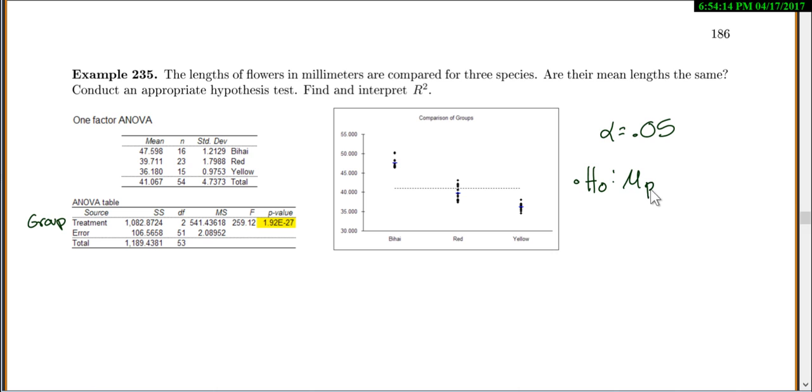So I might say the mean of B for Baha'i is equal to the mean for red is equal to the mean for yellow. Then for the alternative, there's not really a good way to write this in symbols. We're still going to say the opposite of the null is that at least one is different from the others. So again, at least one population mean is different from the others.